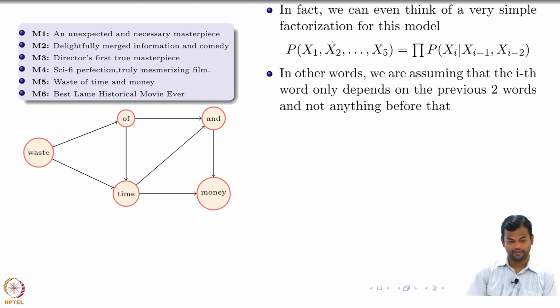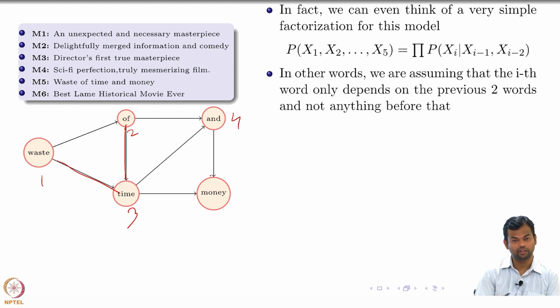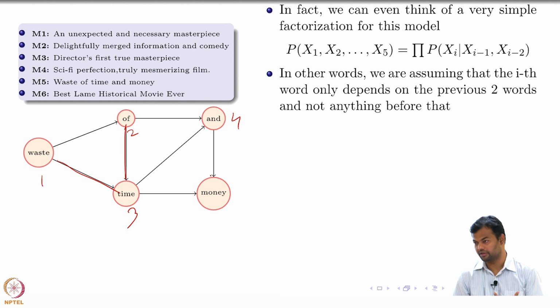So this is what it is. This is the 0th word or the first word. Then the second word depends on the first word. The third word depends on both the first and second words. The fourth word again depends on the second and third word, and the fifth word depends on the third and fourth word. That's the graphical model which you have captured. So even though we have formally introduced graphical models only now, we have been making this assumption and this factorization even when we were talking about language modeling.